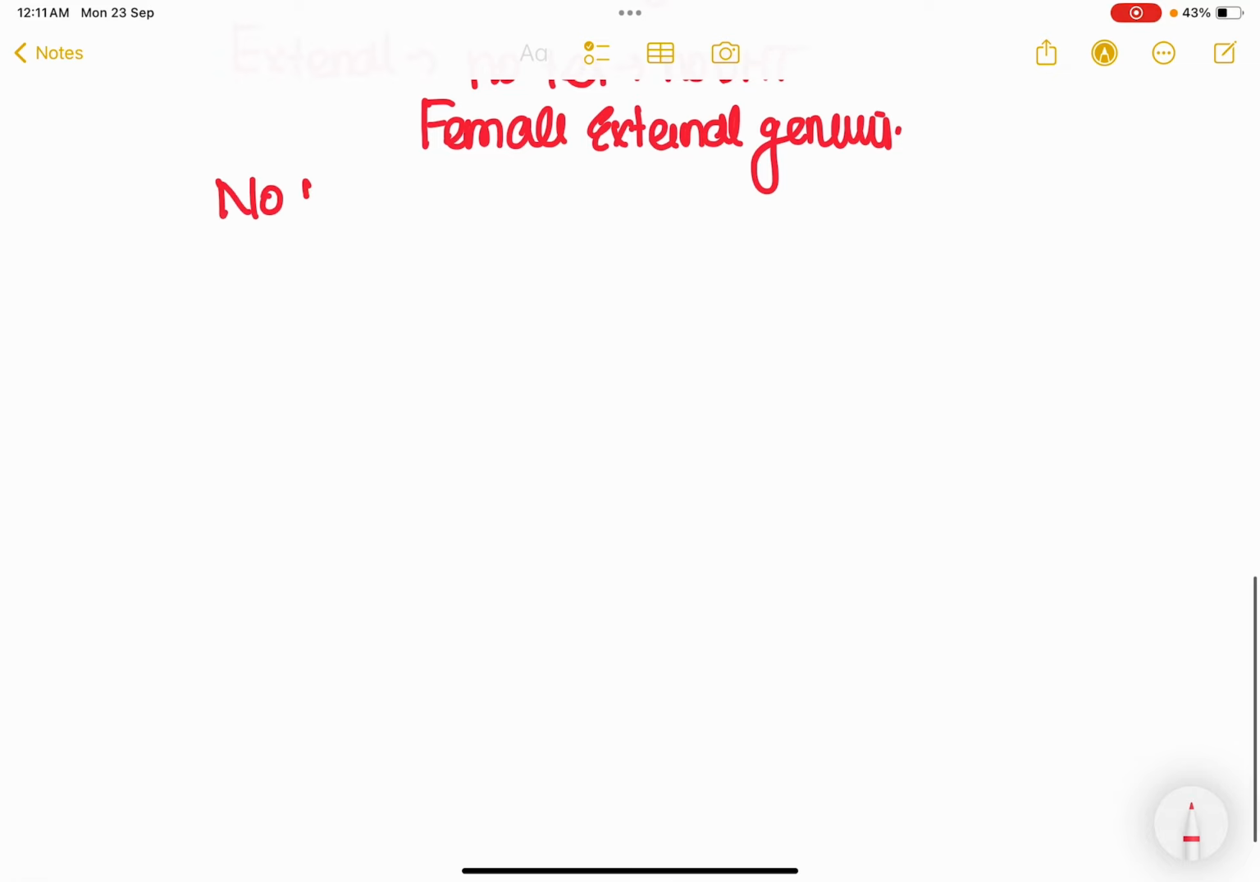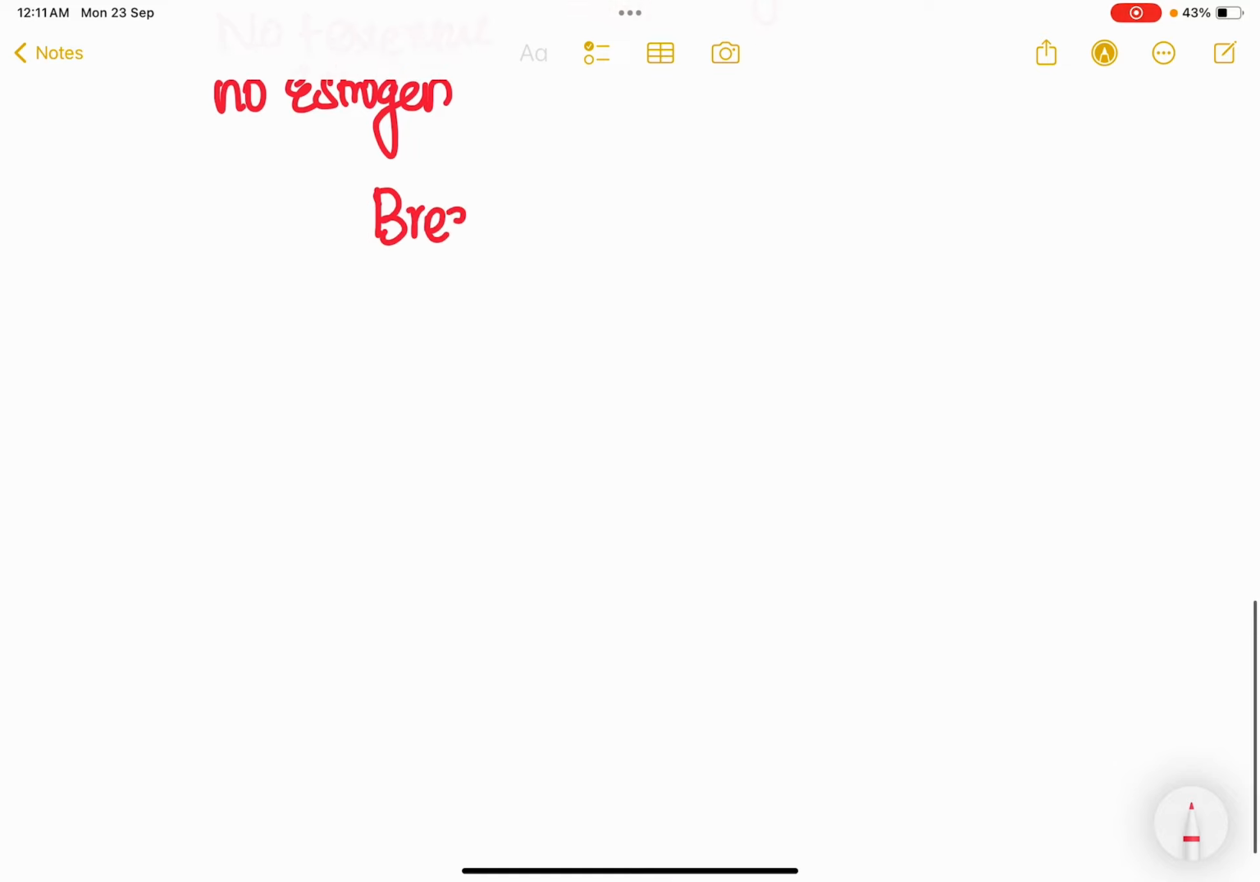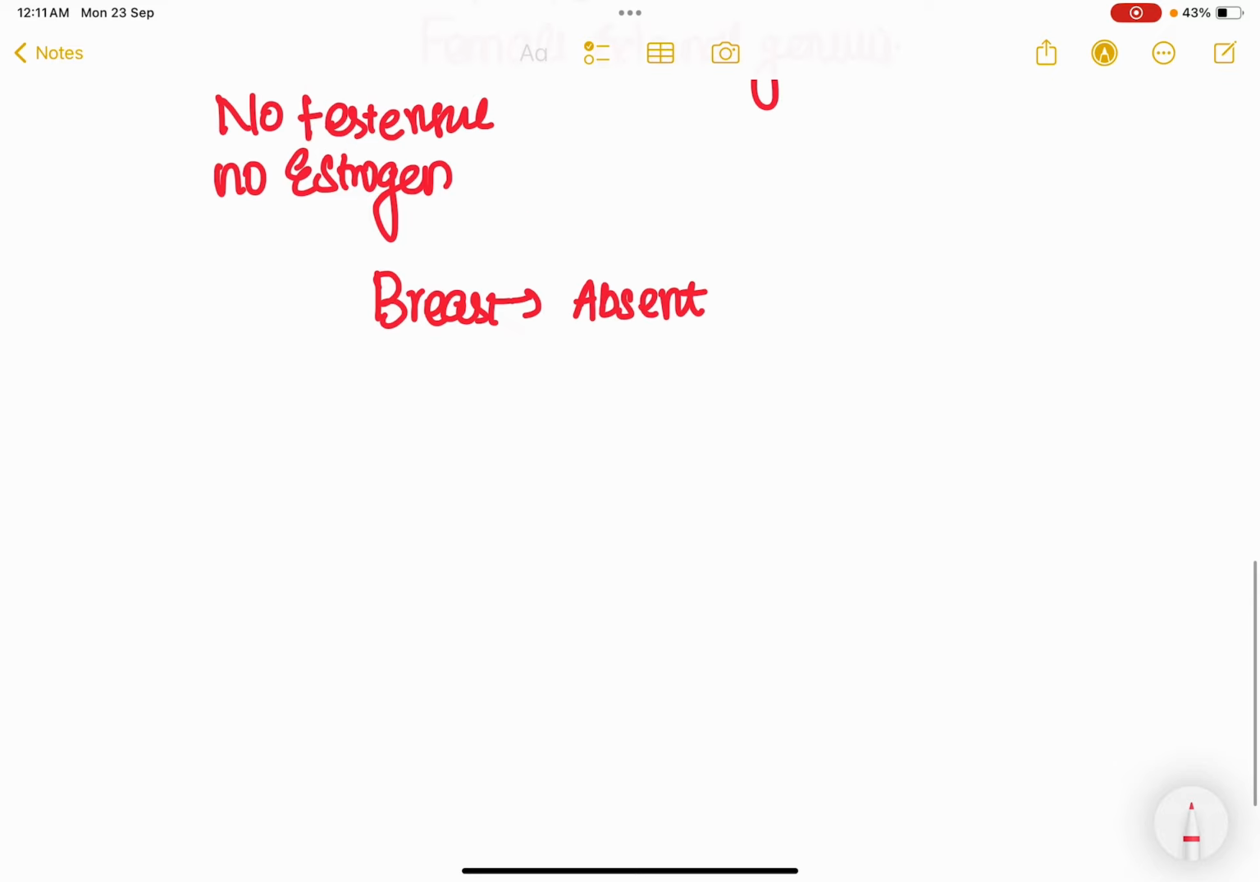So, this is a condition which has no testosterone, no estrogen. Therefore, breast development is going to be absent, because we all know that for proper breast development, estrogen is very important. Since there is no estrogen, no breast development.